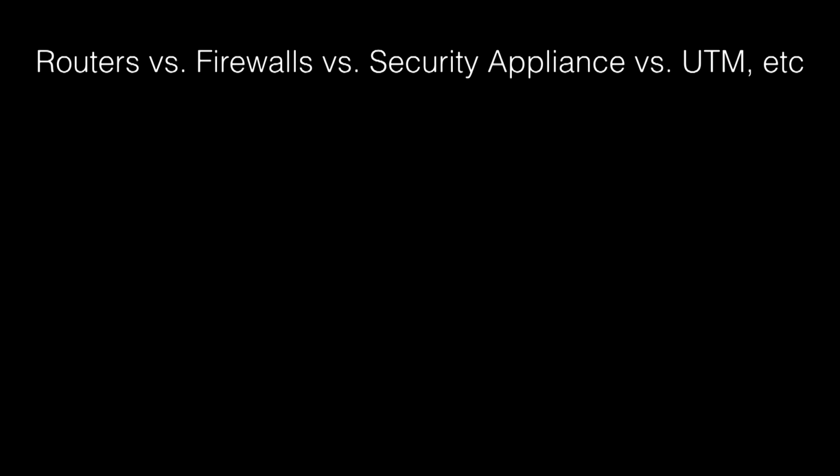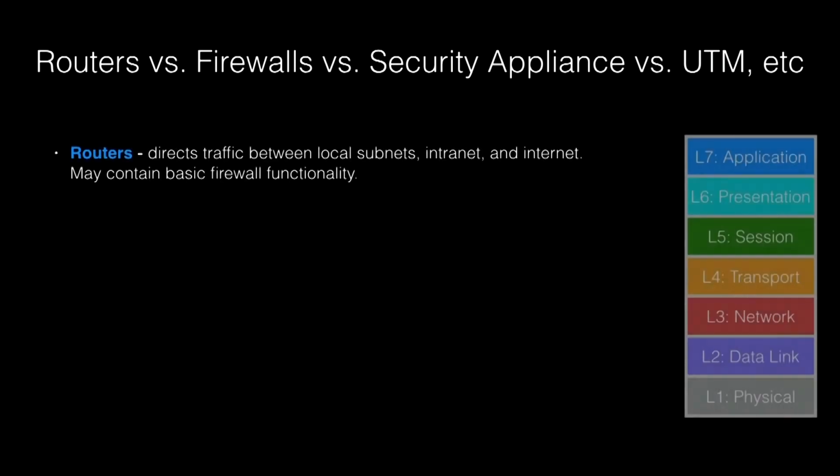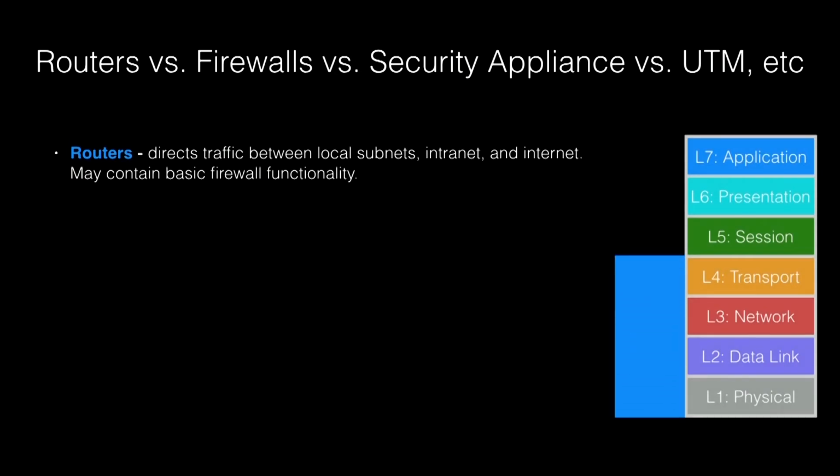So routers, firewalls, security appliances. Routers: it's pretty rare nowadays that you see just a router. Unless you have a very large organization that has an intranet using routers at head ends and they have dark fiber, you're not going to see a lot of routers. Most of them are router/firewalls. They're multifunction devices.